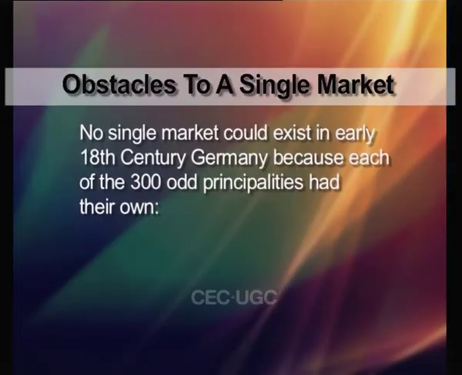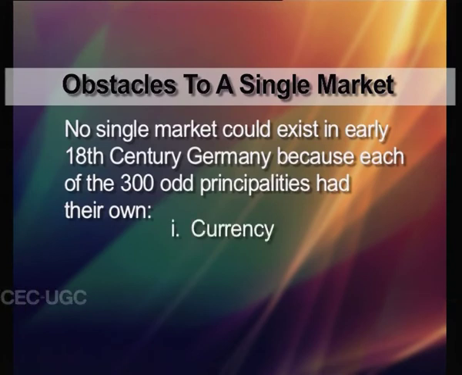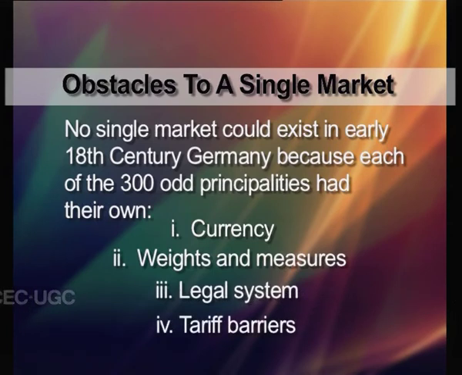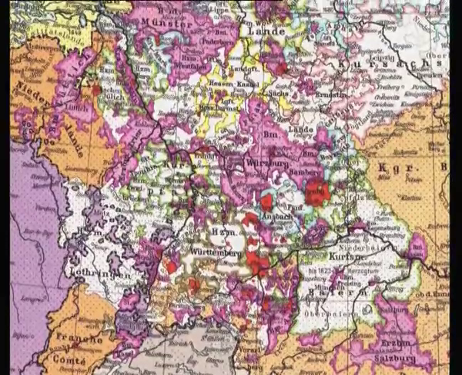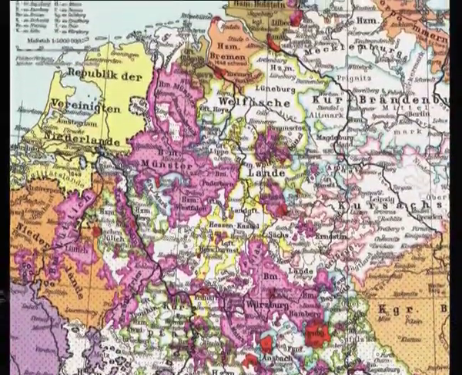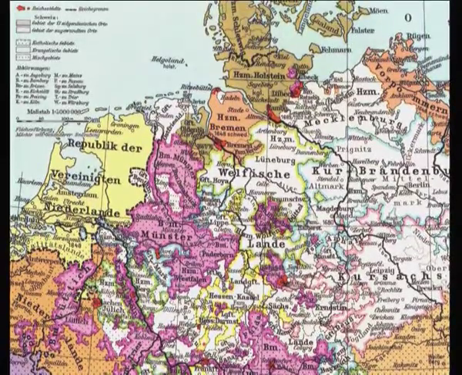The reason why no single market could evolve was because each of these 300 odd principalities had their own currency system, their own weights and measures, their own legal apparatus, and most importantly, their own tariff barriers. So for a commodity to traverse the entire length and breadth of Germany, from the deep south to the far north, it would have to go along a number of different states, and at each of these a fresh customs barrier, a fresh set of transit dues would emerge.